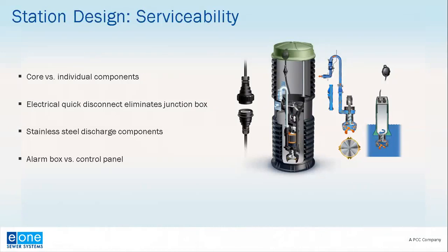We talked about the EQD. Again, that replaces a J-box. All of the components on the inside of a D-series station that E1 manufacturers are going to be stainless steel. And again, that is to reduce the possibility of corrosion in that wastewater environment. And we talked already about alarm box versus control box and the philosophy and mindset that goes into that.